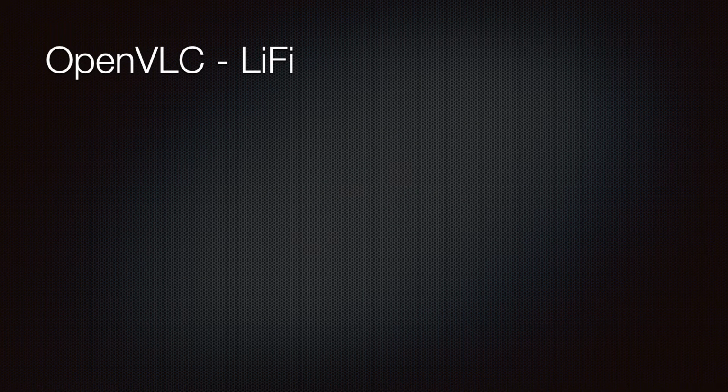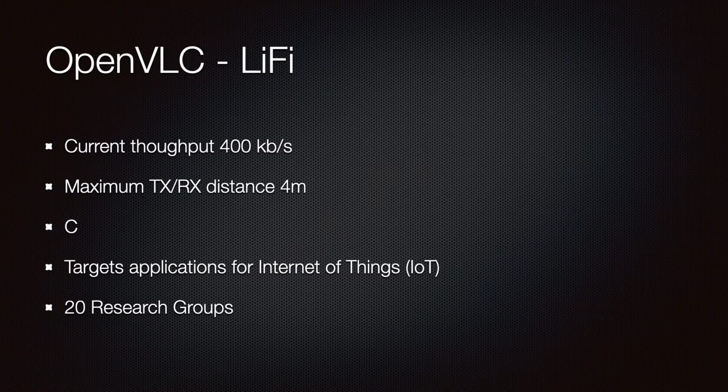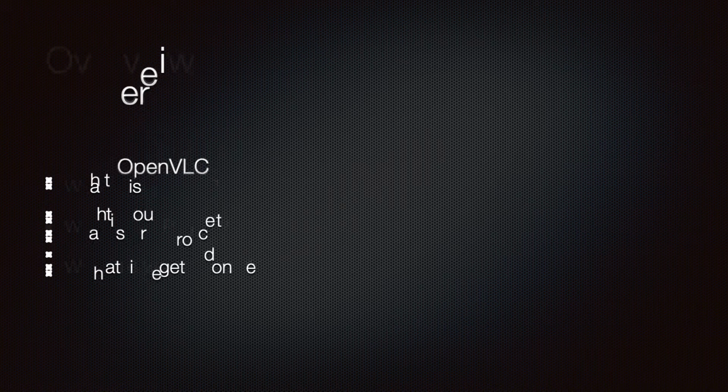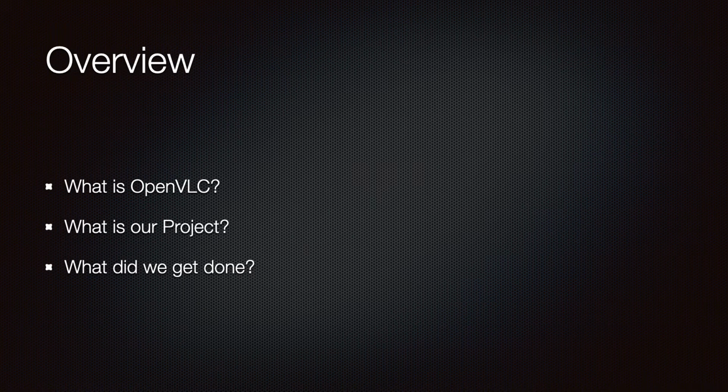These features and capabilities sound great, but this is where we could go. Here are some of OpenVLC's current capabilities. Throughput is 400 kilobits per second. Transceiver distance can be up to 4 meters. The drivers and demos are written in C. OpenVLC targets applications for IoTs, and OpenVLC is used in more than 20 research groups. Hopefully now you have a good idea of what OpenVLC tries to bring.